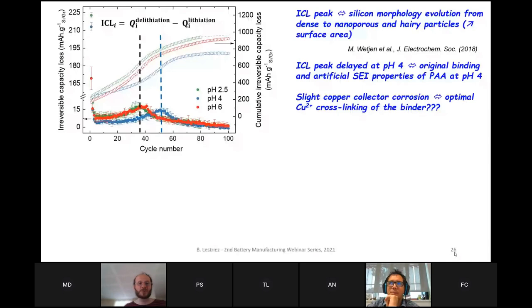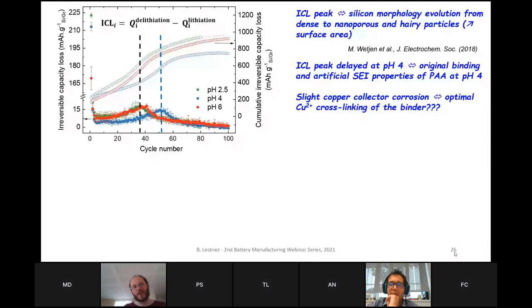because you start from dense particles and then you move to filamentous nanoporous particles, first particles with a much higher specific surface, and then much higher surface on which the electrolyte can degrade. So the occurrence of this irreversible capacity loss peak ends because when the silicon particles have stopped to evolve, there is less creation of new surface and thus less degradation of the electrolyte.